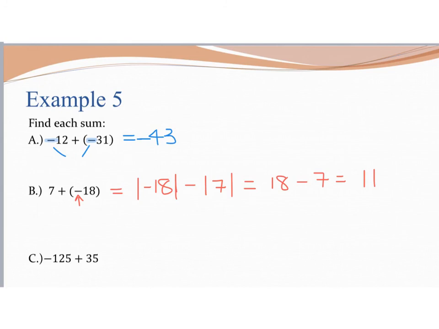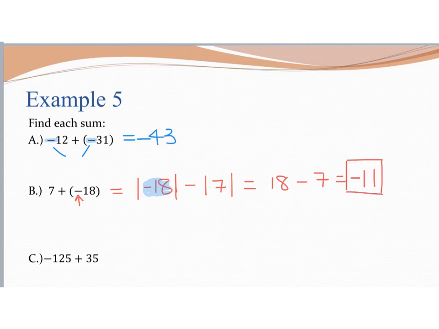And again, because the greater absolute value is coming from 18, that's my largest integer, that tells me that I have to take the sign of this integer, which happens to be negative. So my answer then will be a negative 11.